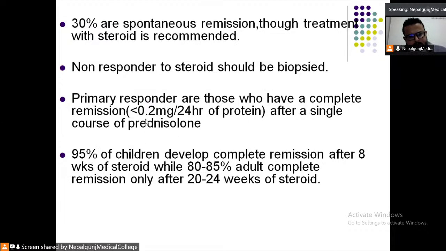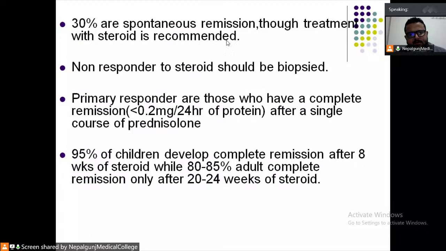Around 90% of children develop complete remission after 8 weeks of steroid, while 80 to 85% of adults achieve complete remission only after 20 to 24 weeks of steroid.